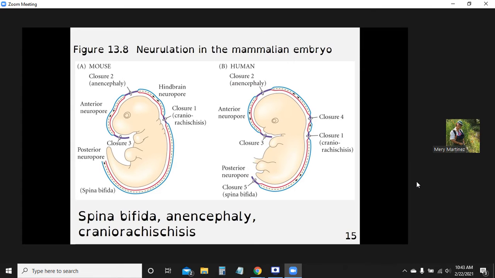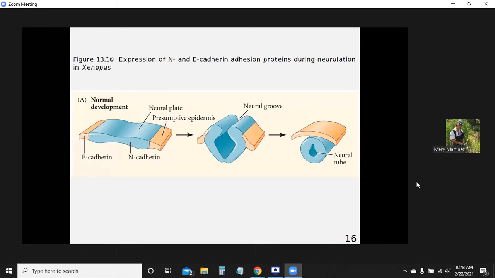And we also have the failure of closure at the back, and this is the cranial rachis. And the same happens in humans. So we have the same neural tube defects happening.